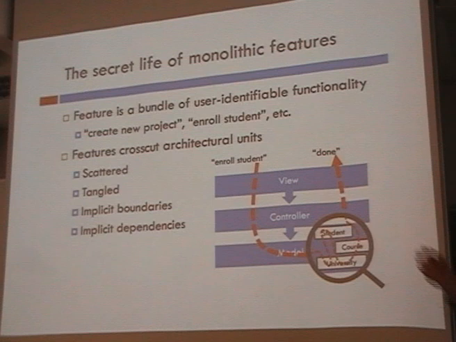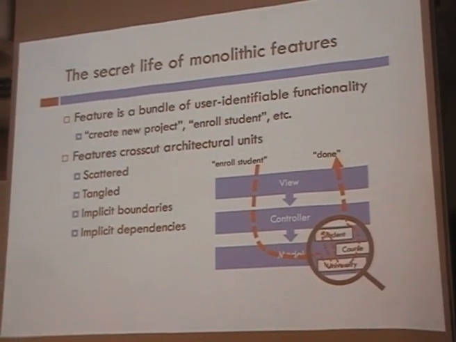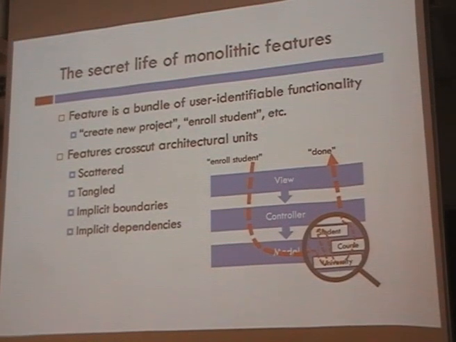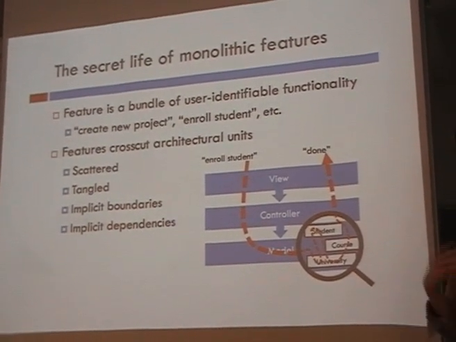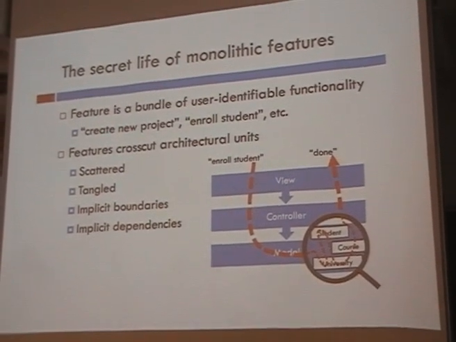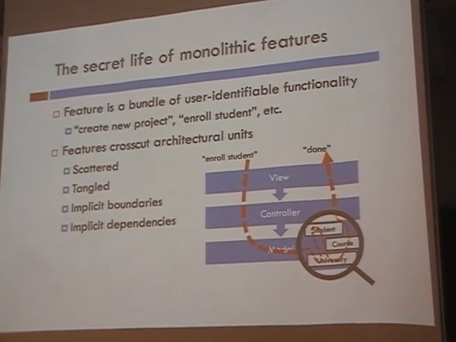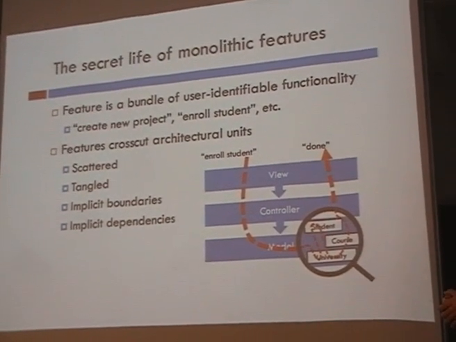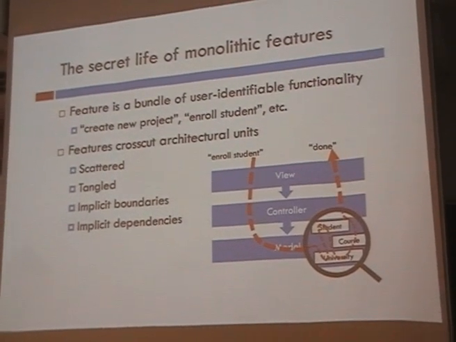That's a feature. For example, if you have a traditional software system that models how a university works, then you can have a feature which is enroll a student, because it provides you some functionality, allows you to do something with the program. Yeah, the reason the life of features is secret in monolithic applications is that features tend to cross-cut architectural units.